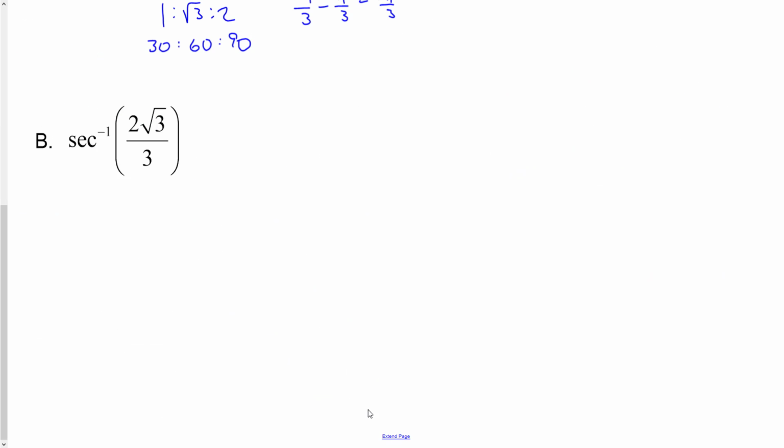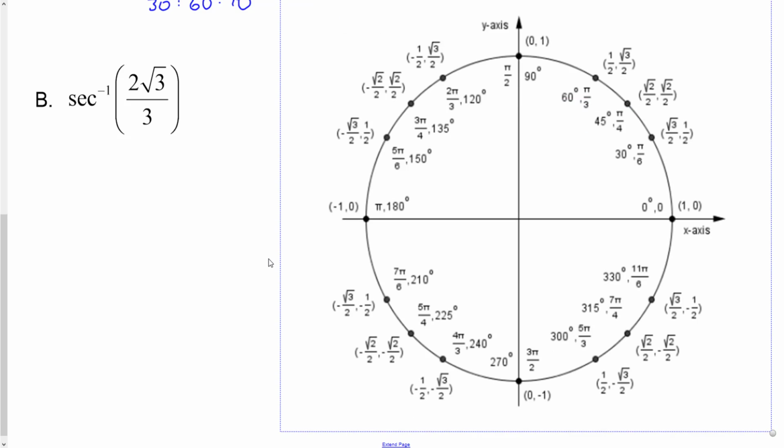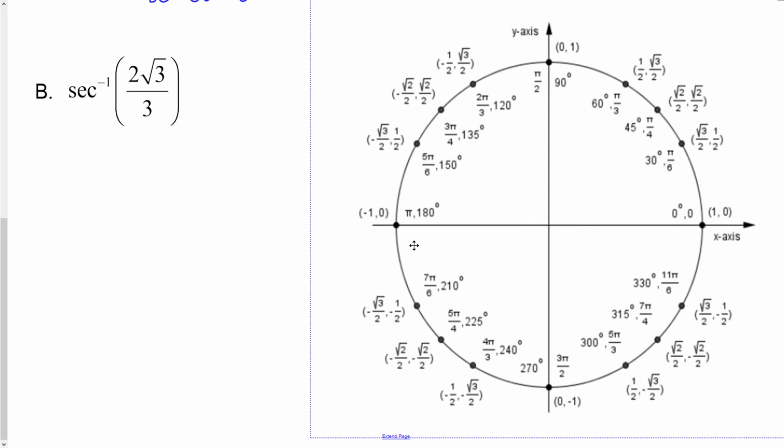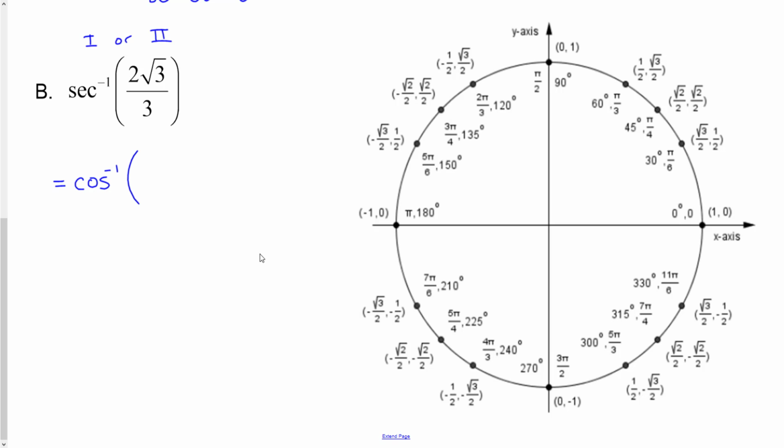So in this next example, I'm going to show you, because I want you to know how to do the secant function as well. But I'm going to use the unit circle because, like I said, it's just a whole lot easier. All right, so secant's answers are either going to be in 1 or 2. I'm going to change this into arc cosine because that's just easier.